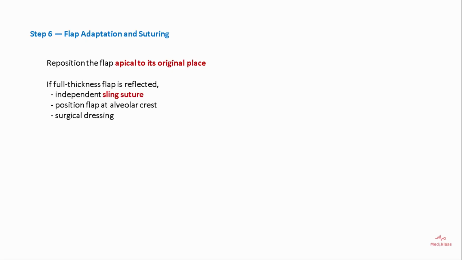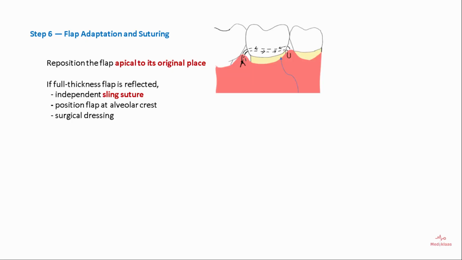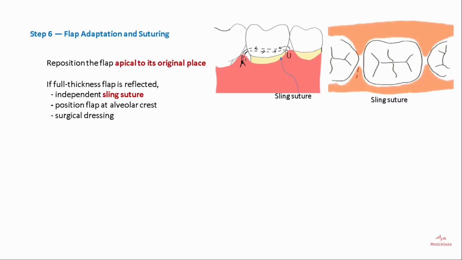Step 6 involves flap adaptation and suturing. The flap is repositioned apical to its original position. If full thickness flap is reflected, an independent sling suture is placed. Flap is positioned at the alveolar crest and a surgical dressing is given. This is how a sling suture is performed.